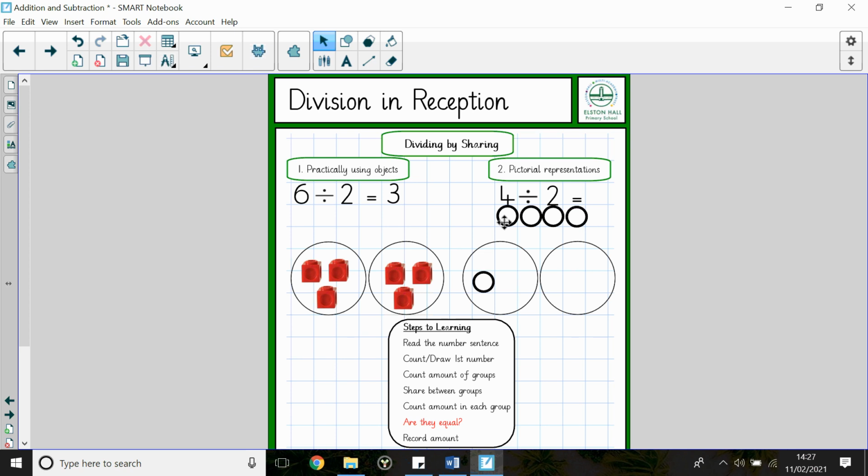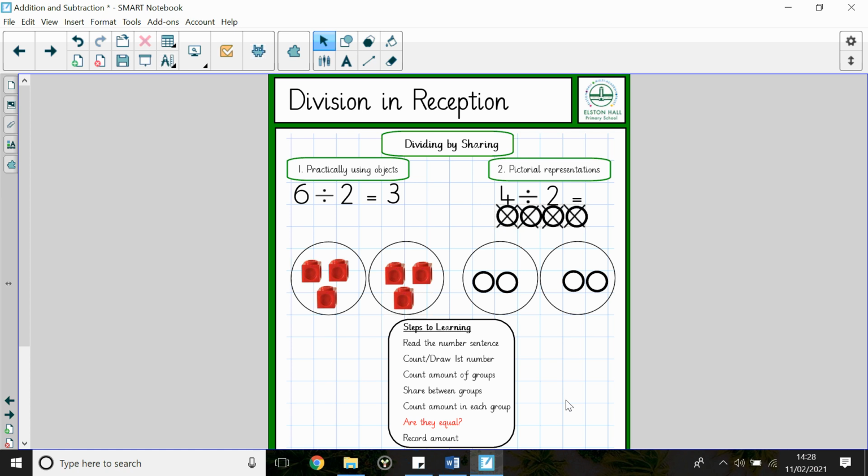1 for you, 1 for me, 1 for you, 1 for me. Once all the circles have been shared and crossed off, we must then count the amount of circles in each group. 1, 2, 1, 2.